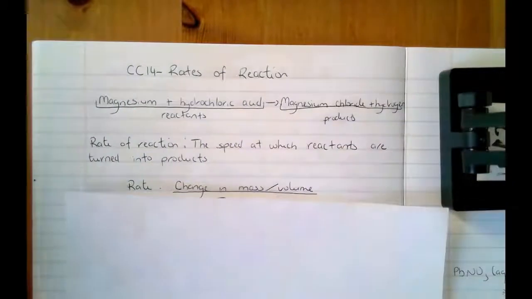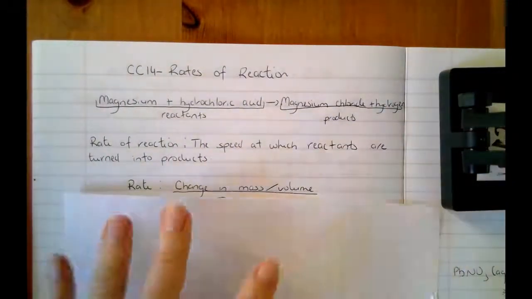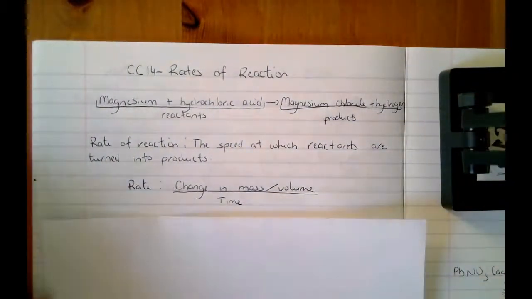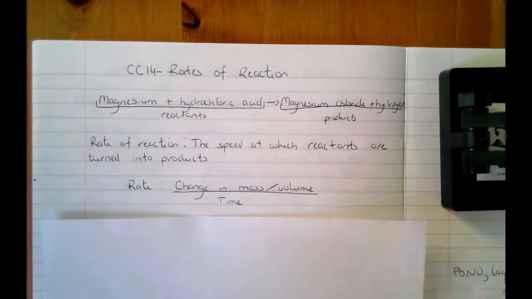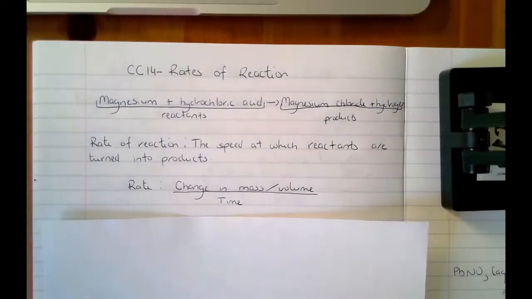As well as being able to calculate rate, you need to know experimentally how you would collect the data needed. So how would you record the change in mass of a chemical reaction as it was occurring?